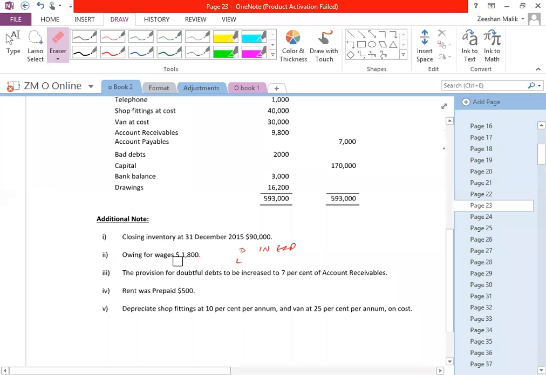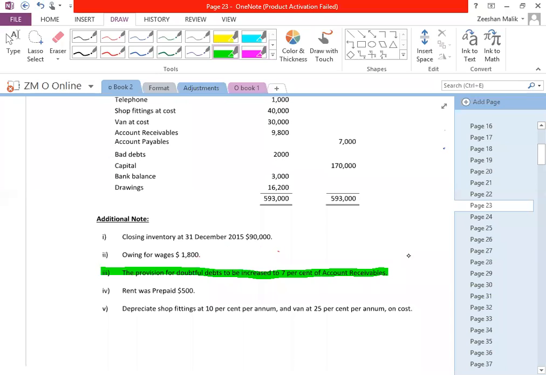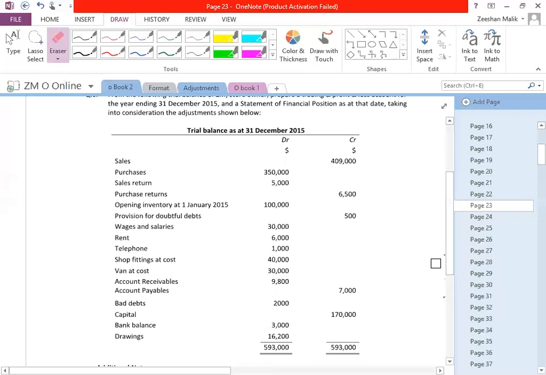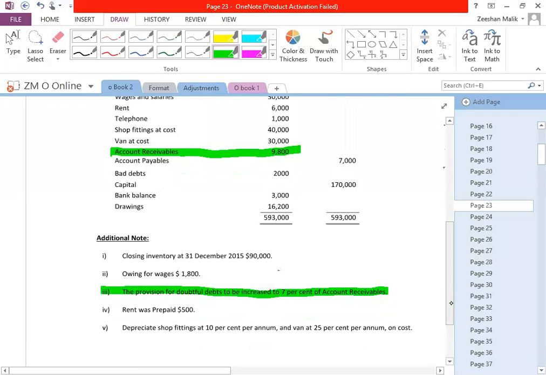Let me move towards the next adjustment. Provision for doubtful debt 7%. Provision is to be applied on receivables. So let me pick the receivable from the trial balance. Here we have trade receivables 9,800 and percentage of doubt is 7%. So stay with me, I'm performing the calculation.